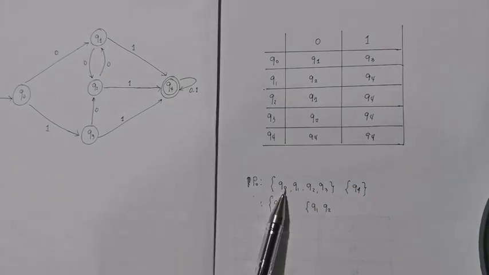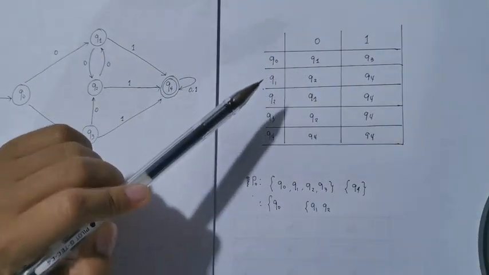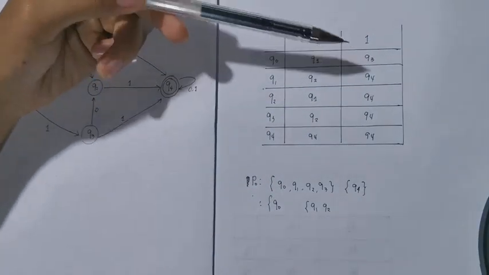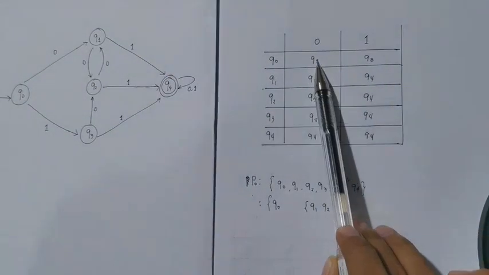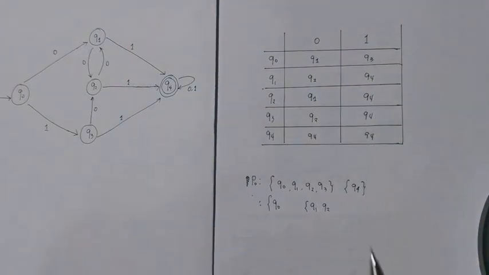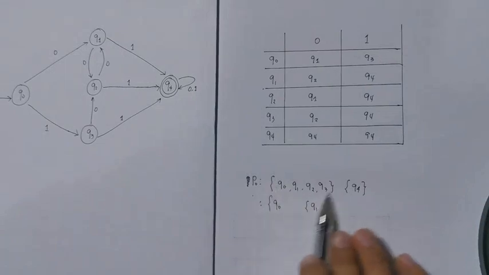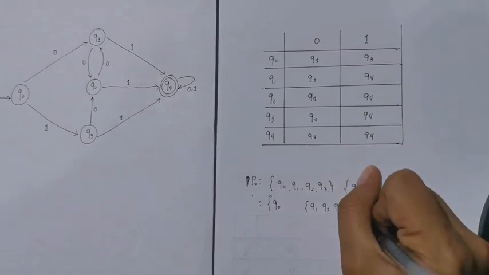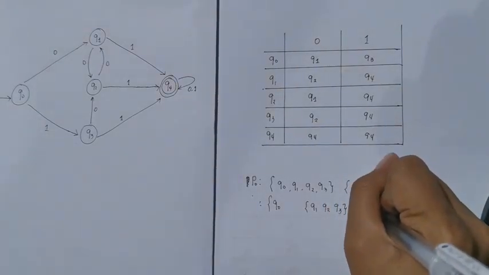We will move on to Q sub 0 and Q sub 3. If we input 0, Q sub 0 goes to Q sub 1, while Q sub 3 goes to Q sub 2. If we input 1, Q sub 0 goes to Q sub 3, while Q sub 3 goes to Q sub 4. So, here, Q sub 1, Q sub 4, Q sub 3, Q sub 4. Obviously, they are from different sets, so we will separate Q sub 3 from this set and group it with Q sub 1 and Q sub 2. Here, since Q sub 4 has no other member, we will bring it down.